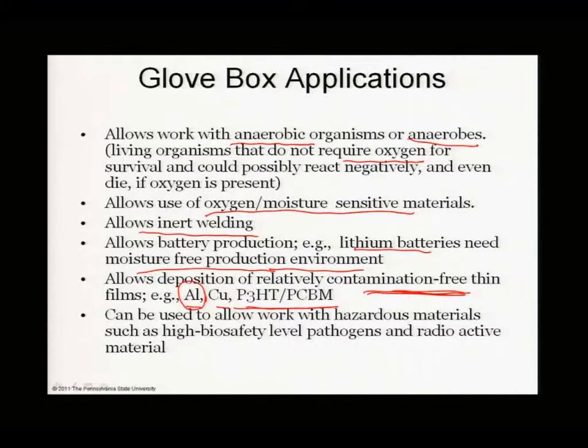They can be used to allow individuals to work with hazardous materials, because the material is really sealed off from the rest of the world. An example of a hazardous material would be high biosafety level pathogens, and even radioactive materials can be worked with in a glove box.